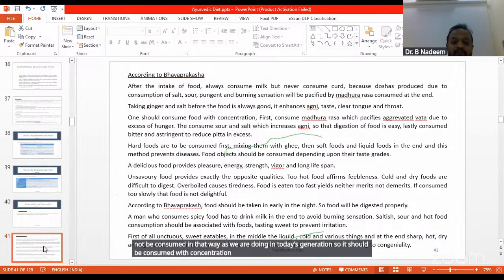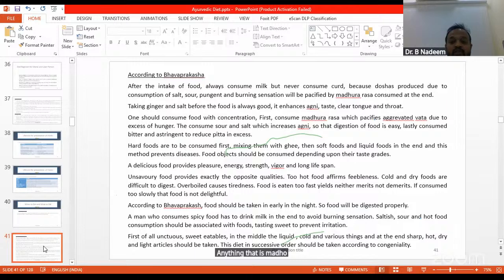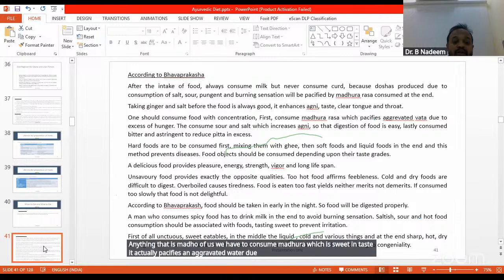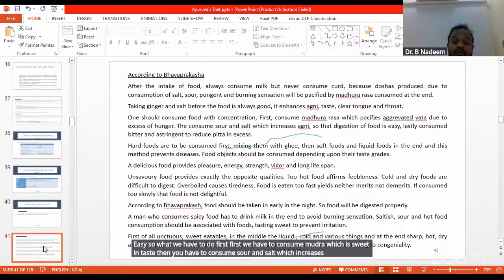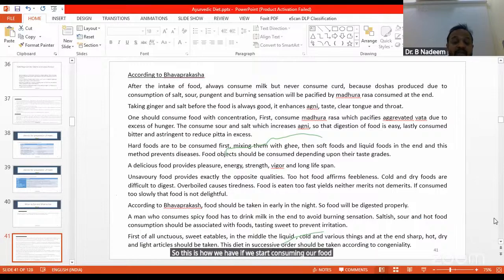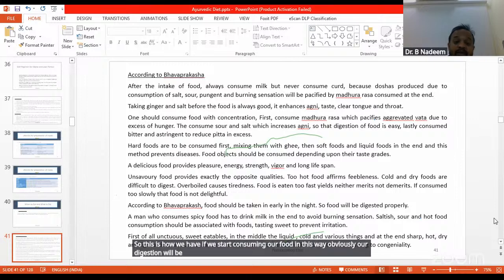First, consume madhura rasa. Anything that is madhura, which is sweet in taste, first we have to consume. It pacifies an aggravated vata due to the excess of hunger. Then consume sour and salt, which increases agni, so that digestion of food is easy. And then lastly consume bitter and astringent to reduce excess pitta. If we start consuming our food in this way, obviously our digestion will be very good, and our health also will be very good.